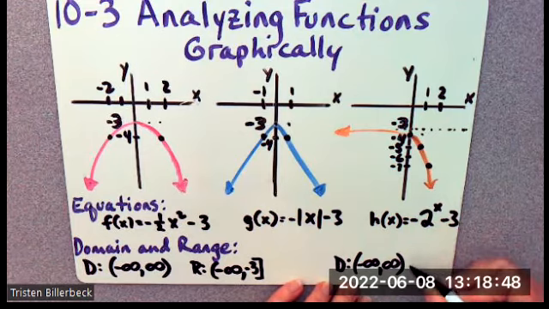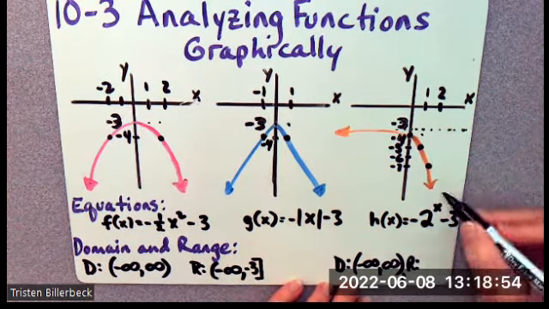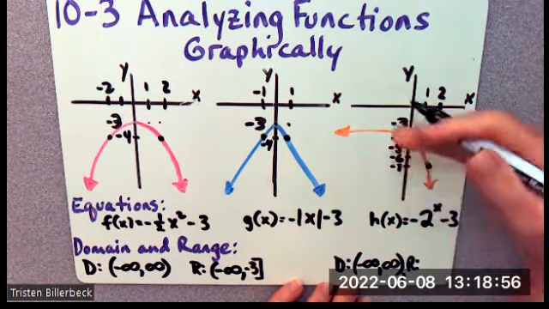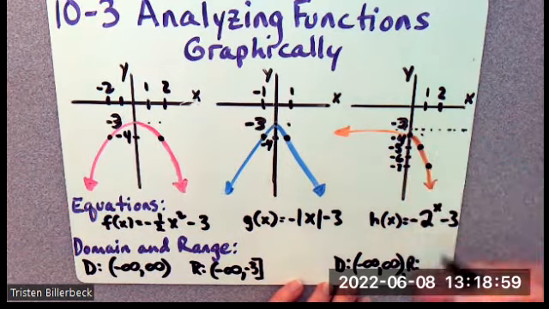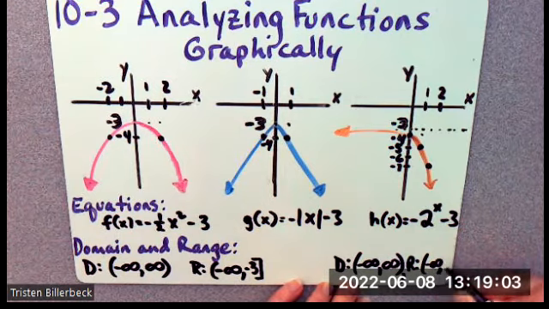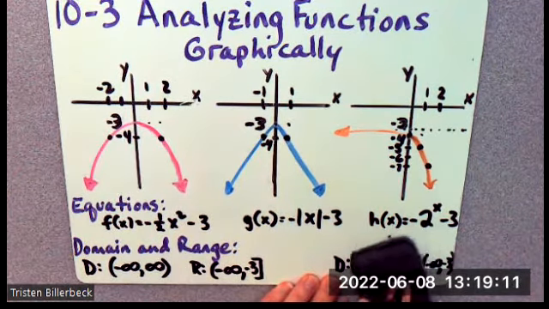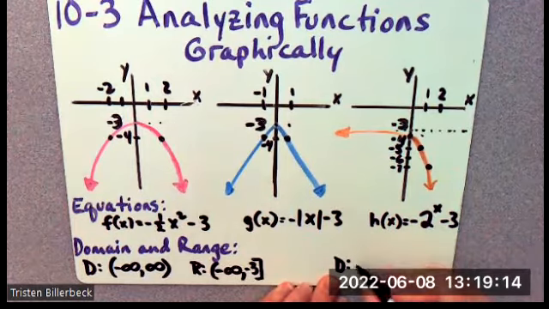Now the range is different because it never quite reaches -3, though it is going to negative infinity on the y-axis. So we have -3, and then we'll have -3 with a parentheses. Okay, so let me write that a little more neatly so you can really see that parentheses.